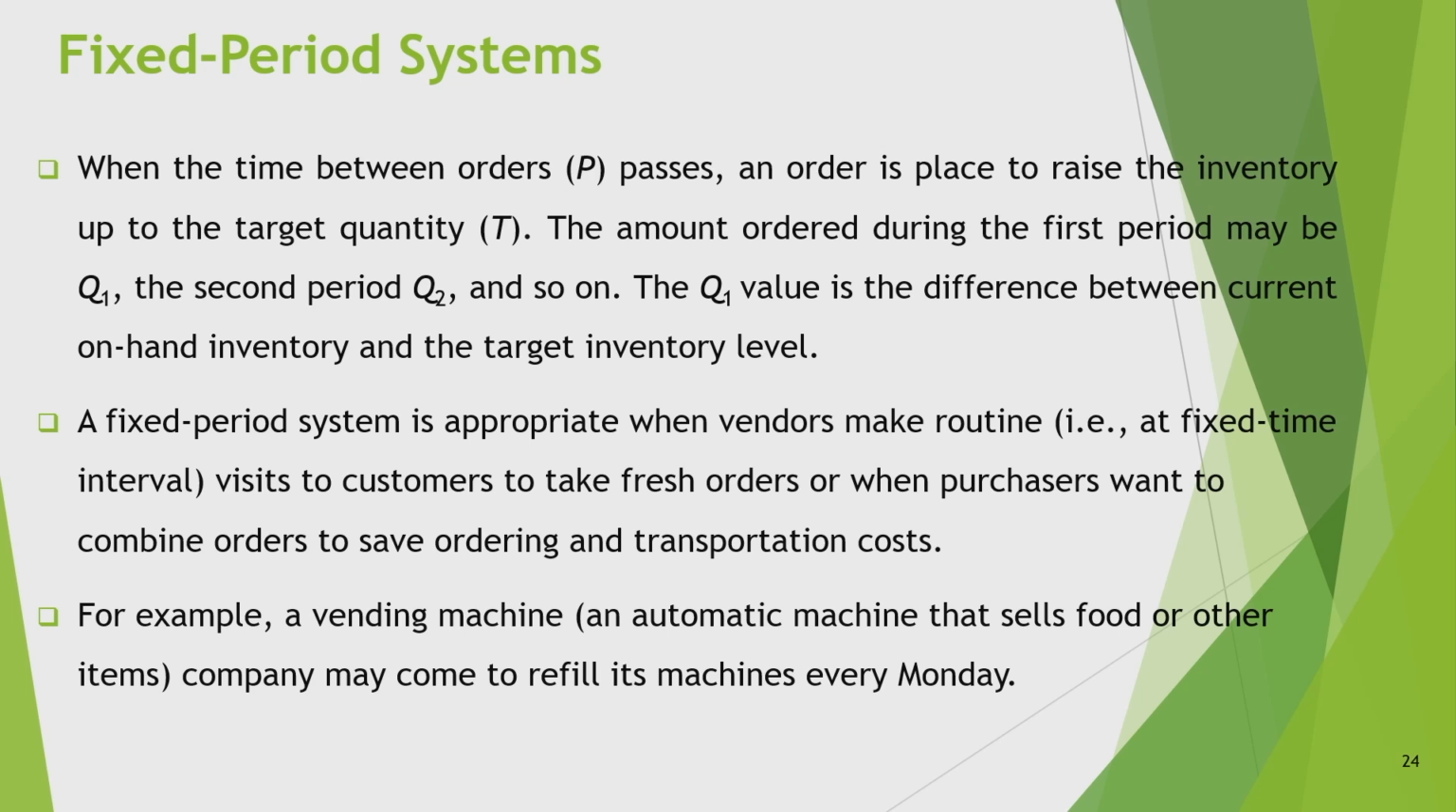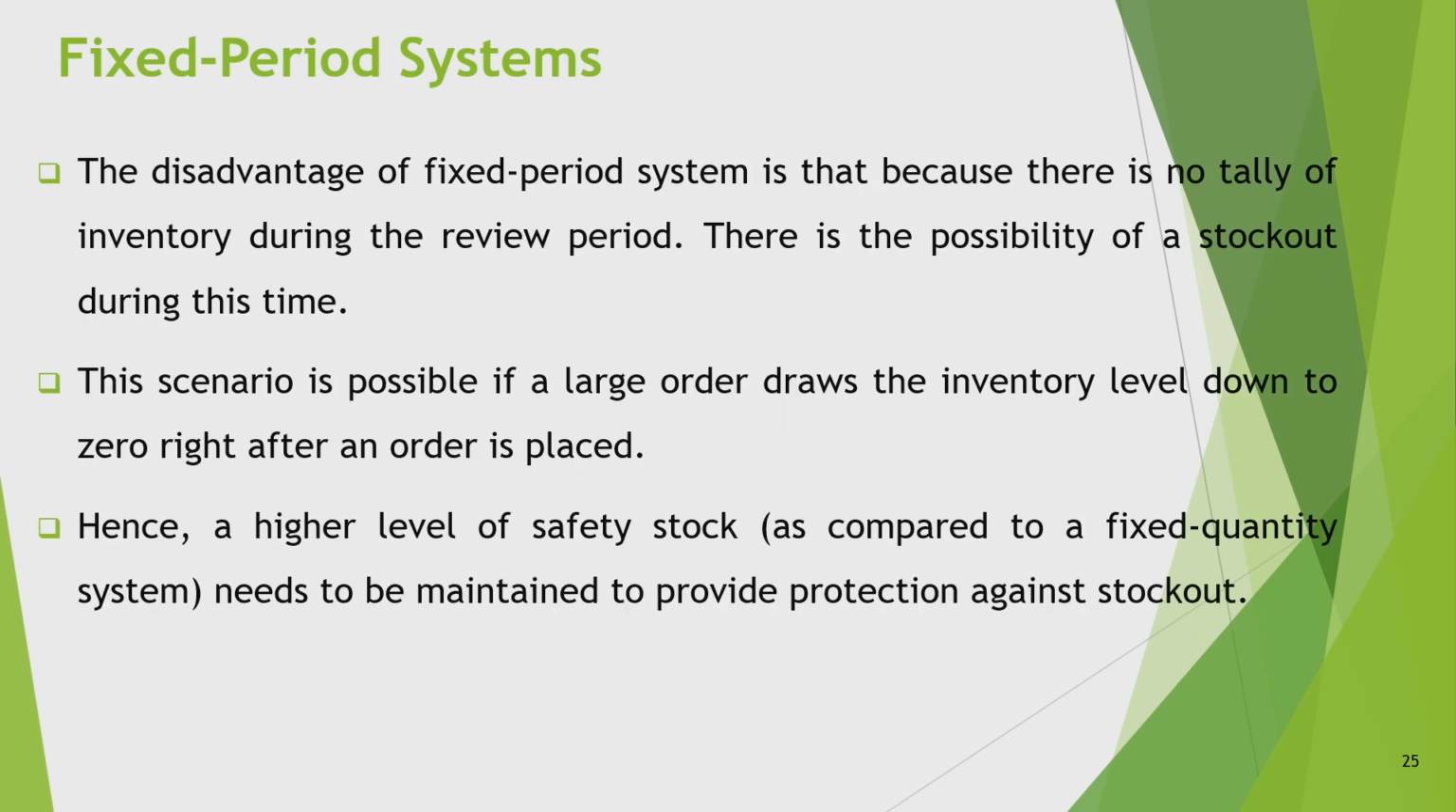So a fixed period system is appropriate when vendors make routine visits, that is, fixed time interval visits to customers to take fresh orders, or when purchasers want to combine orders to save ordering and transportation cost. For example, a vending machine company, which sells food or other items, may come to refill machines every Monday. So every Monday it will come and see what the inventory level is, and whatever the deficit is, that will be ordered.